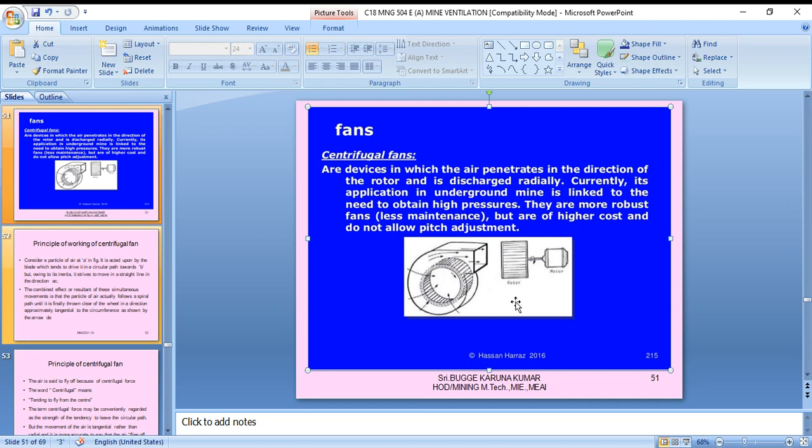There's a rotor and a motor. So how does the air go through centrifugal fans to the outside?